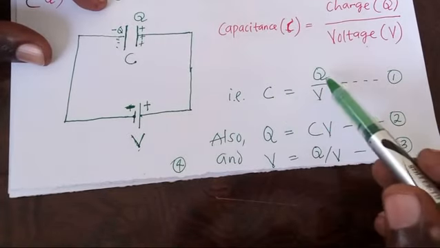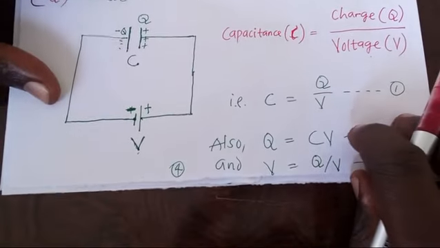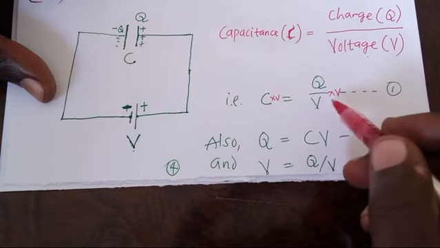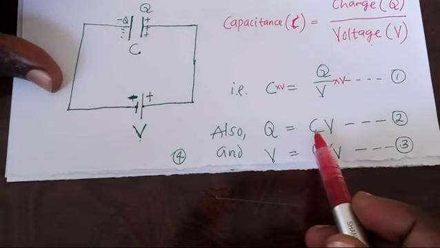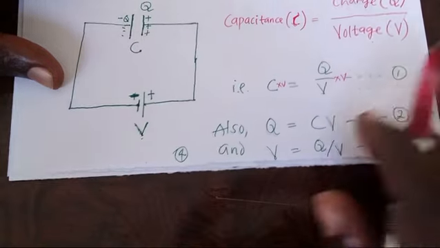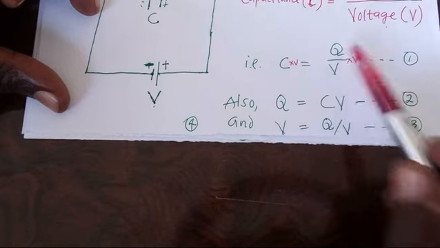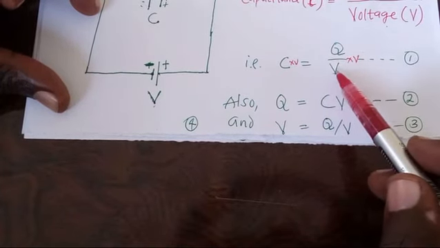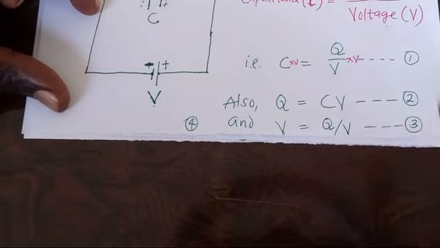Sometimes you know the capacitance, but you want to get the charge, so you can still use this formula and make Q the subject of the formula. You simply multiply both sides by V. When you do that, V cancels V, and Q will be CV. So we say also Q is equal to CV, and this equation 2 comes from equation 1. Again, from equation 1, sometimes you may know C and Q, but you don't know V. So you can make V the subject of the formula. You interchange this, and you have V is equal to Q over C, and this is equation 3.